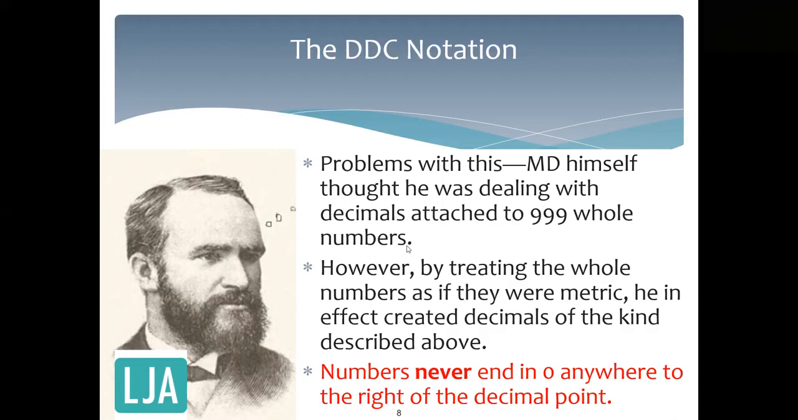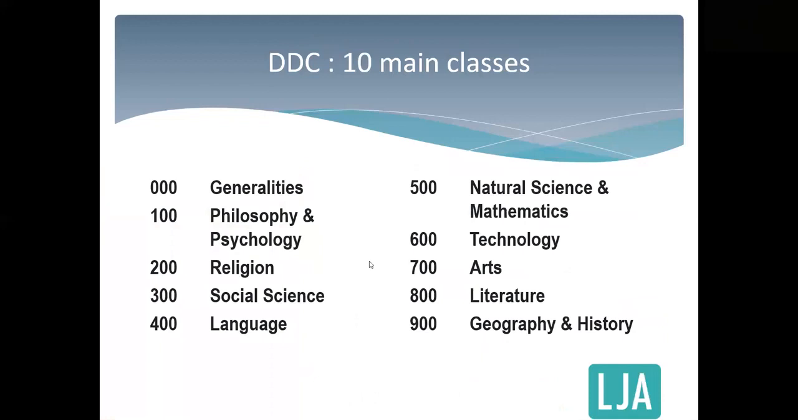But by doing that, he was sort of following exactly what we have talked about. Numbers never end in 0 anywhere to the right of the decimal point. To the beginning of the decimal point, you will see those zeros. So that is one of those kind of weird situations in terms of how things happen. Of course, we talked about these already, our 10 main classes.